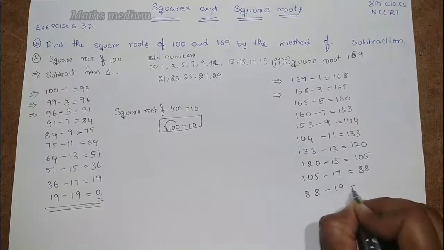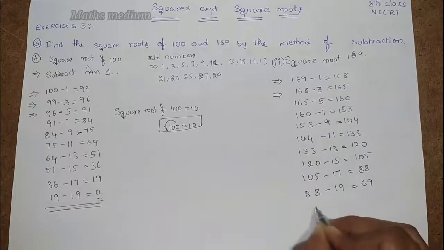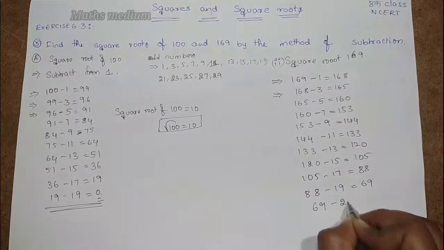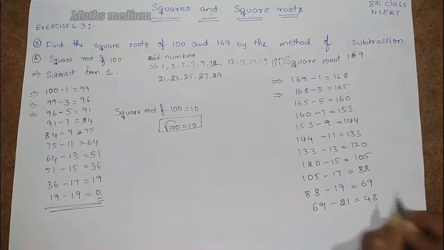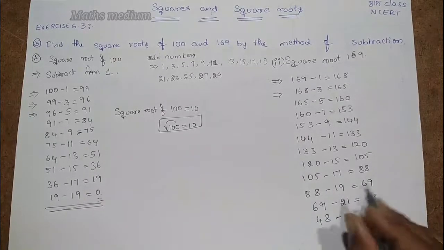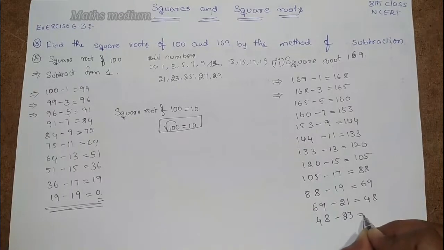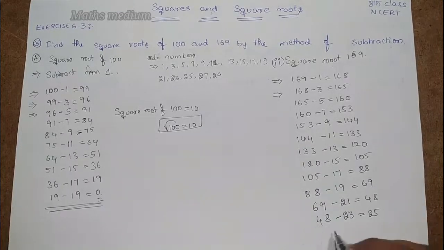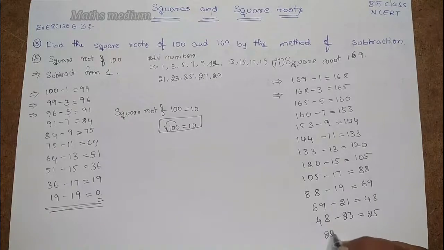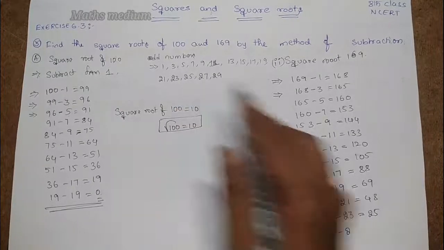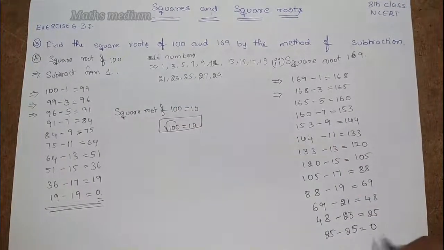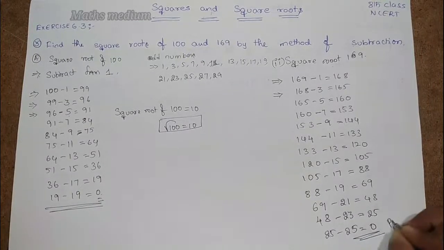Here we get 69. 69 minus 21, here we get 48. 48 minus 23, we get 25. Finally, 25 minus 25, so here is 0. The process ends up with a 0. So it is a perfect square.